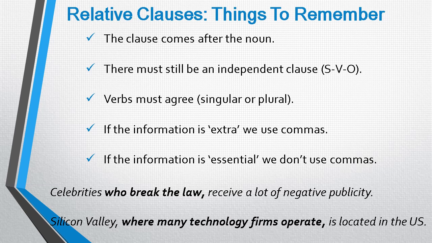However, in the next sentence, we've got Silicon Valley, where many technology firms operate, is located in the US. Here, it's not essential for the overall meaning of the sentence for the reader to read that relative clause. Silicon Valley is located in the US. Fine. We don't need to know that's where many technology firms operate. That's just extra information, that's non-essential. Therefore, we have the comma after Silicon Valley. So that's why we add or don't add the comma after the main noun of the sentence. And that concludes the little section on relative clauses, let's go on to the next type of complex sentence.